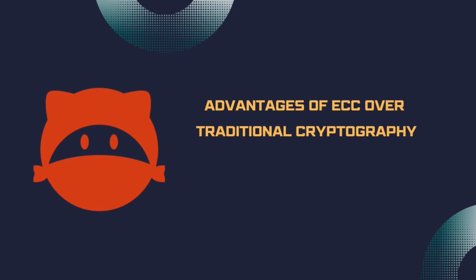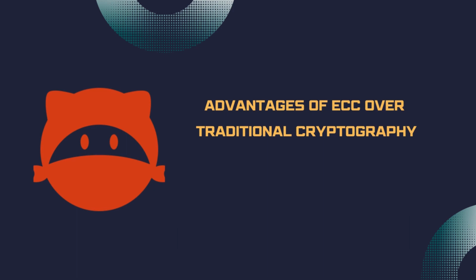Elliptic curve cryptography, or ECC, offers a number of advantages over traditional cryptographic algorithms, such as RSA and Diffie-Hellman. One major advantage of ECC is its efficiency. ECC uses smaller key sizes, which makes it more computationally efficient than other cryptographic algorithms. This means that cryptographic operations using ECC can be performed more quickly and with less computational power. This makes ECC an attractive option for resource-constrained environments, such as mobile devices or IoT devices.